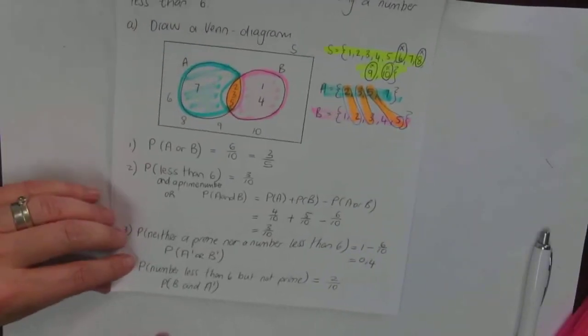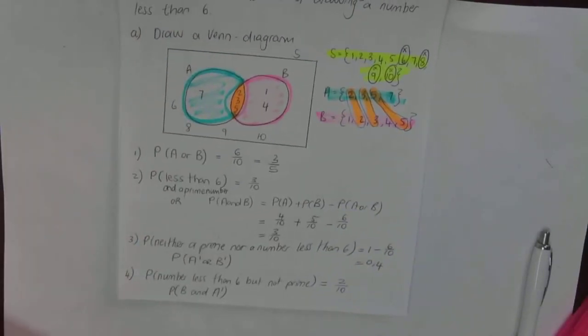And then what is the probability of neither a prime nor a number less than 6? So it's everything on the outside. That's 4 out of 10. And then the probability of a number less than 6 but not a prime number, that is 2 out of 10.